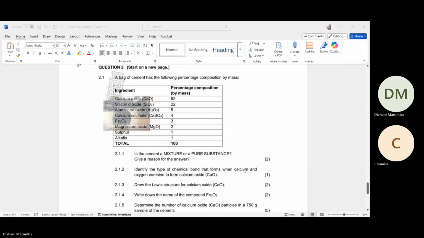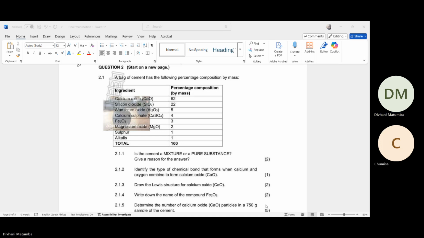Okay. Okay, let's do this one quickly. I just want to see where you are. A bag of cement has the following percentages. Okay. Is the cement a mixture or a pure substance?